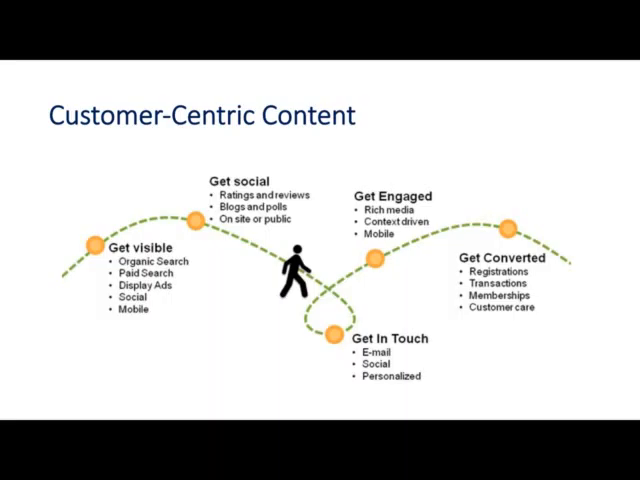So this is just an infographic on customer-centric content, and as you can see, as the customer goes through their online journey, there's lots of different touch points that they will meet along the way, and this is the opportunity that marketeers have to infiltrate into this busy ecosystem. So the first thing is to get visible. Marketeers need to ensure that their message is visible to the consumer, and this can be done through organic search, paid search, display adverts, social media and mobile marketing. And then it's about getting social.